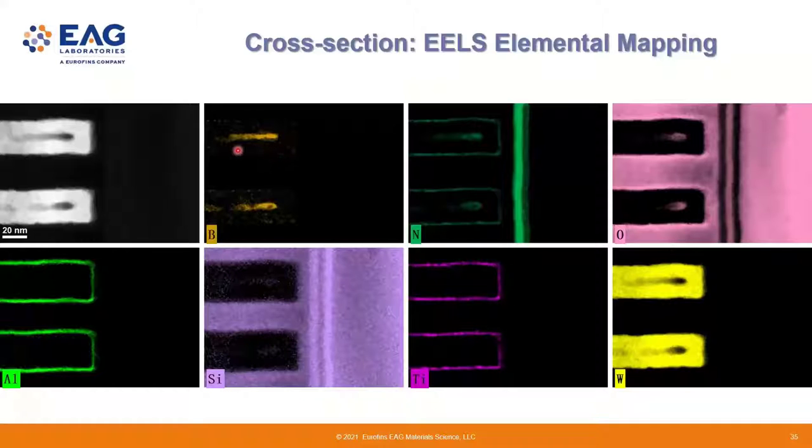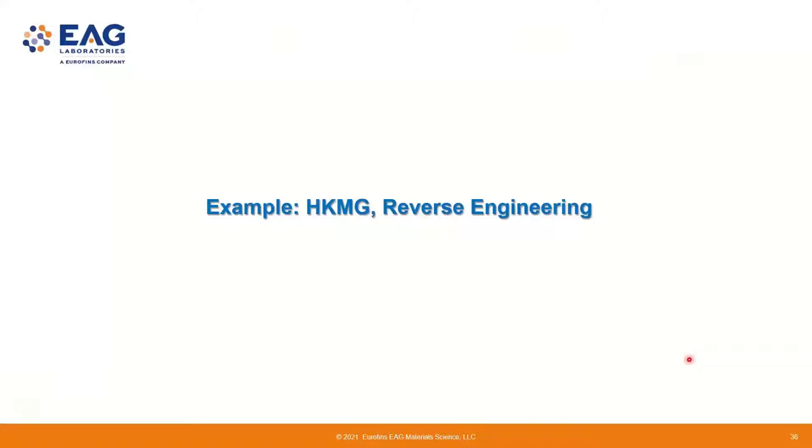EELS analysis can be used to analyze light elements, as light as boron in this case, and heavy elements like tungsten. Okay, it's not only 3D NAND that is going 3D.